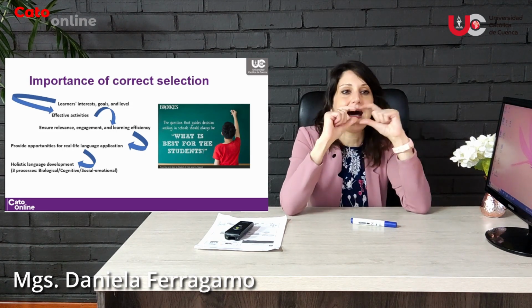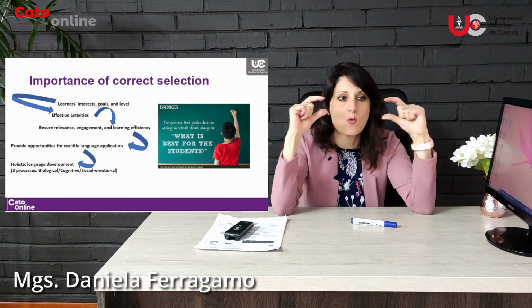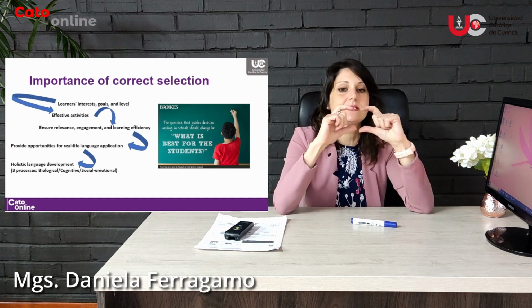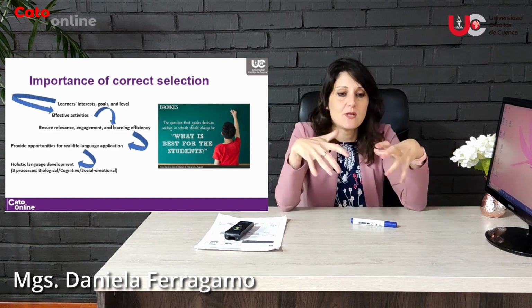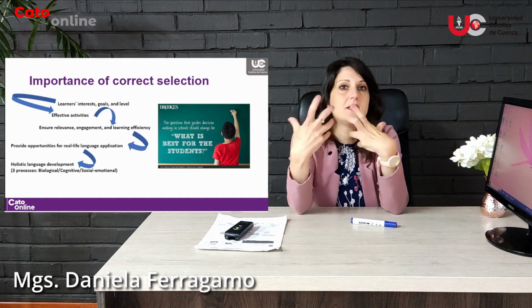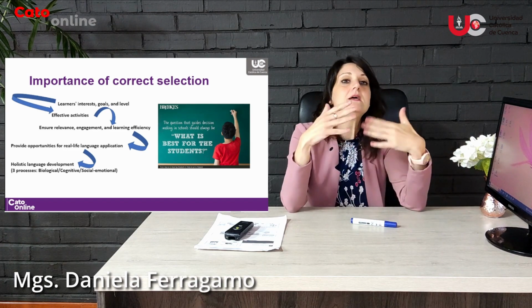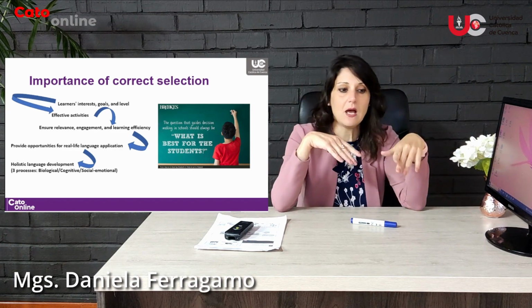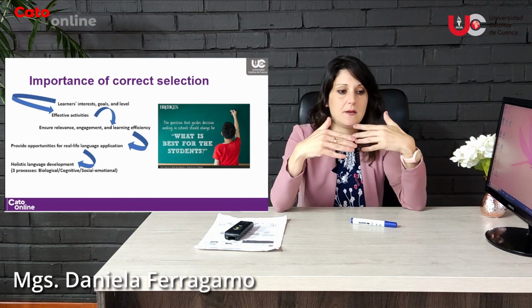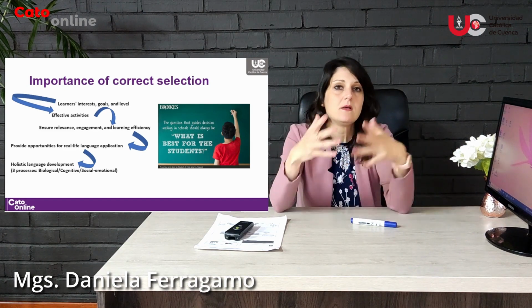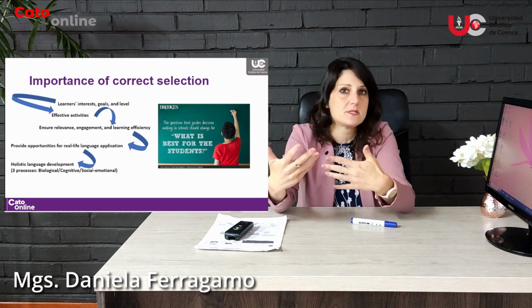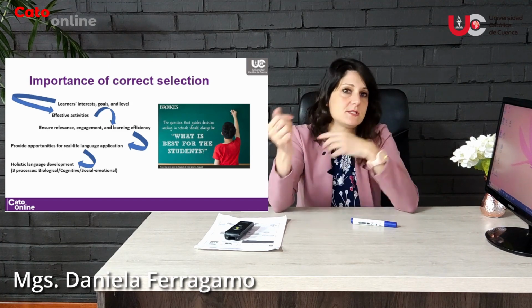So remember that with adults we always have this main word that is relevance. So something relevant is something that they can perceive as having a real meaning, a real purpose in their life, in their immediate life. So this also gives them the possibility to engage more in the learning process and obviously to reach this learning efficiency.